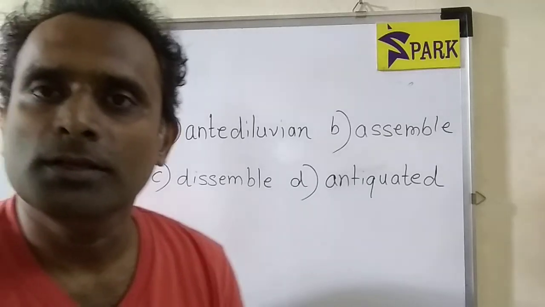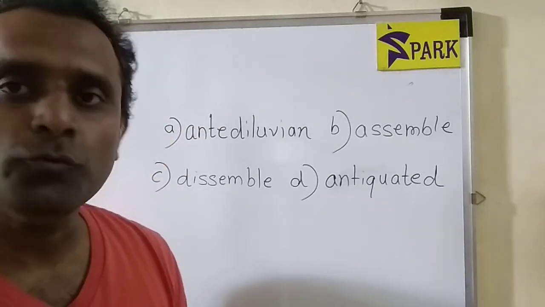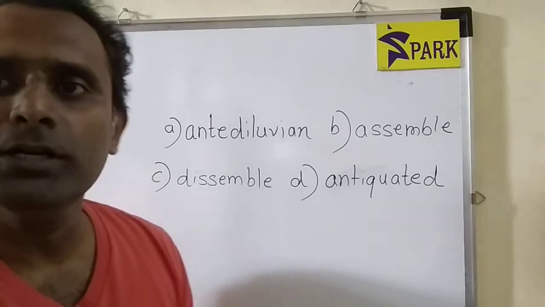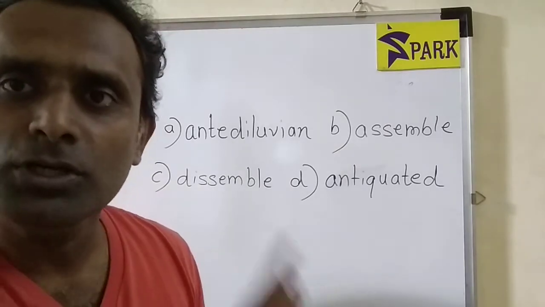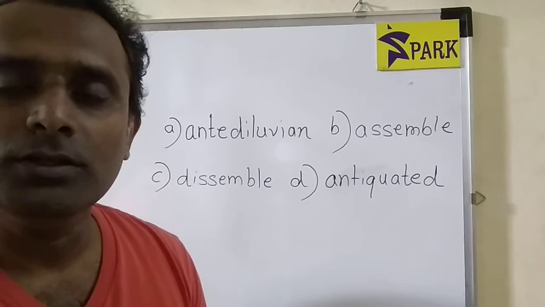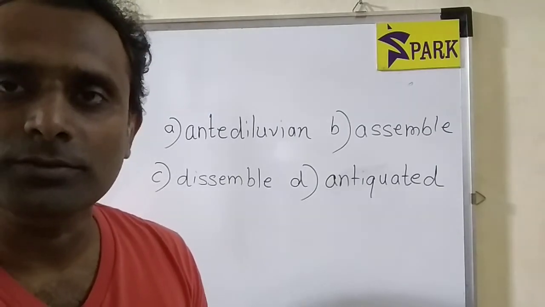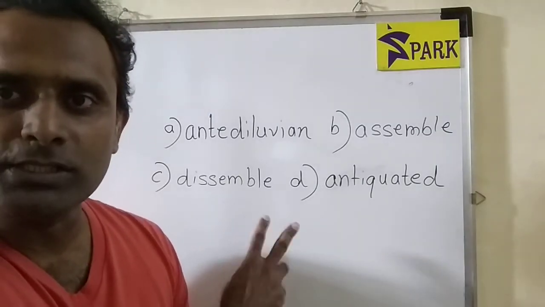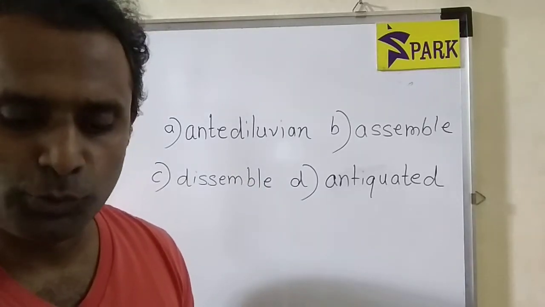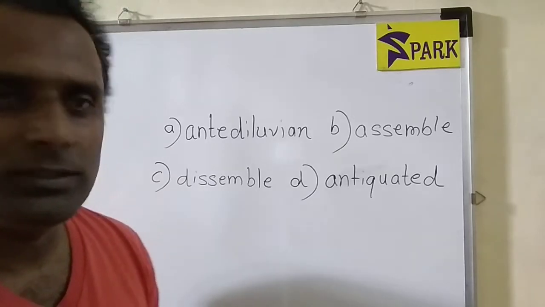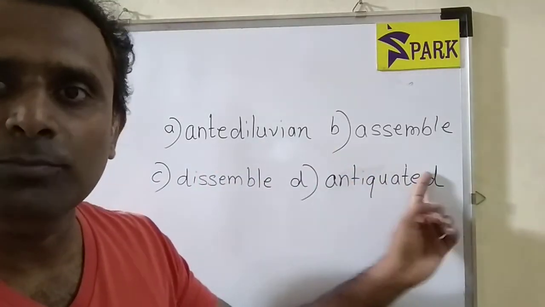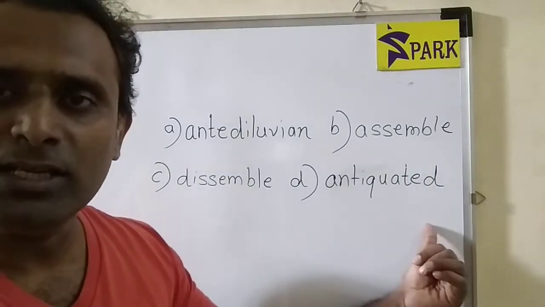Hello everyone. Now I have written here 4 words, and if I ask you to choose 2 words out of these 4 words, choose 2 words which are either similar to each other or opposite to each other. Okay, select 2 words out of these 4 words, select 2 words which are either similar or opposite to each other. Most probably, so if you look at here, the 4 words are antediluvian, assemble, dissemble and antiquated.